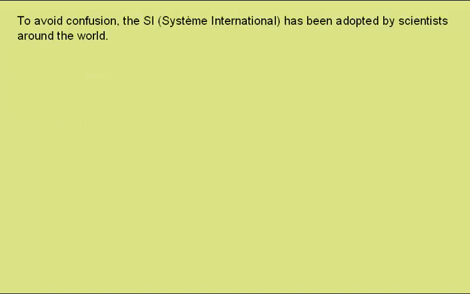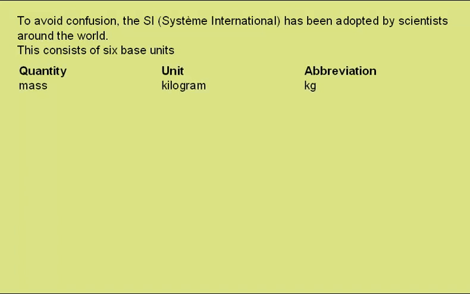To avoid confusion, the SI or Système International has been adopted by scientists around the world. This consists of 6 base units. I'll list the units in this table. First we have mass, the unit is the kilogram, abbreviation kg, length, unit the metre, abbreviation m, time the second, with an s, temperature in the Kelvin, which is a capital K.